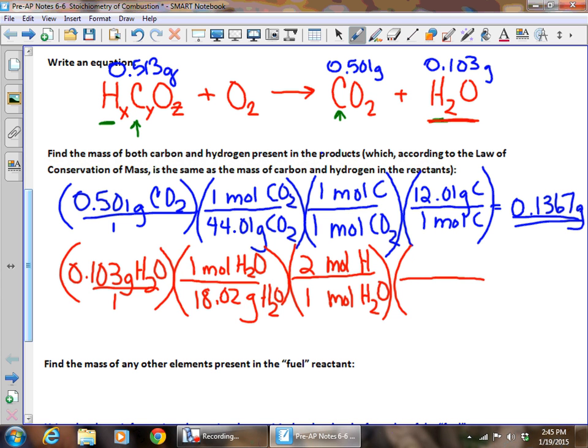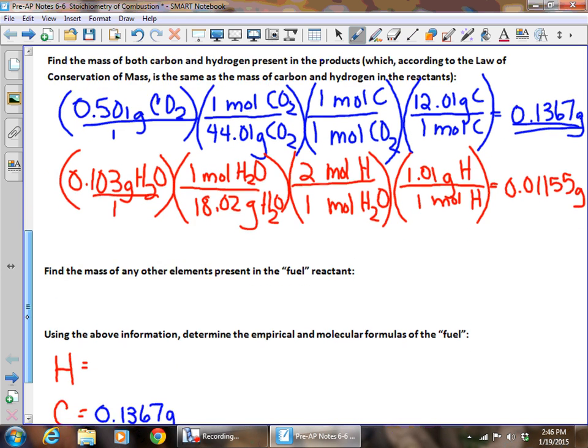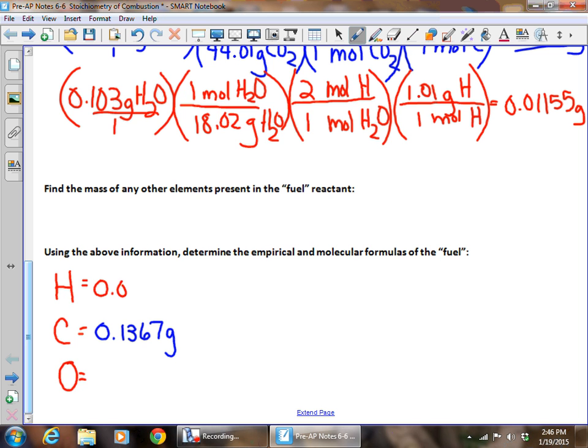And now we need the molar mass of hydrogen. Remember, it's just hydrogen, not diatomic hydrogen. This is in the water molecule, the compound, so it's not diatomic. So 1.01 grams of hydrogen per mole of just hydrogen. And we get 0.01155 grams of hydrogen. So we just found another puzzle piece. 0.01155 grams of hydrogen.